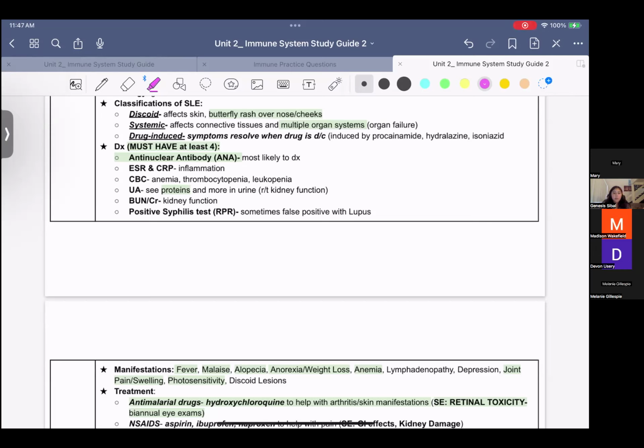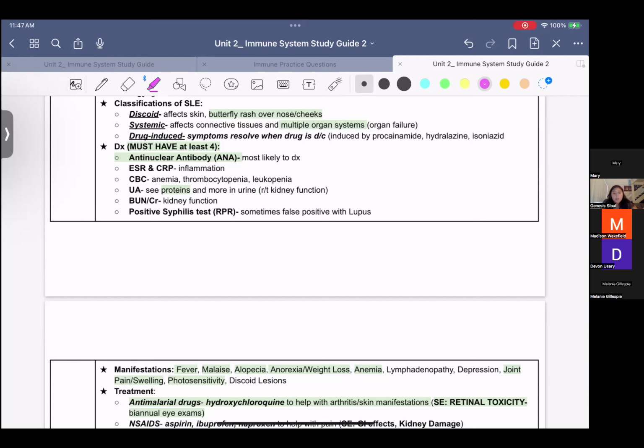So for diagnostics, you must have at least 4 of these, but really the big one she hits on is ANA, the anti-nuclear antibody. That's the most likely to diagnose. It's a specific antibody, because remember, this is the immune system attacking itself, so it has an antibody that is going to be high. And ESR and CRP are just inflammation markers. So if you have sepsis, you can also see those increased.